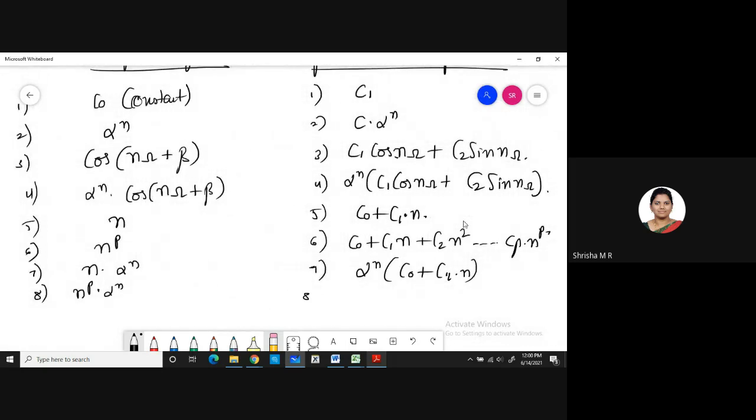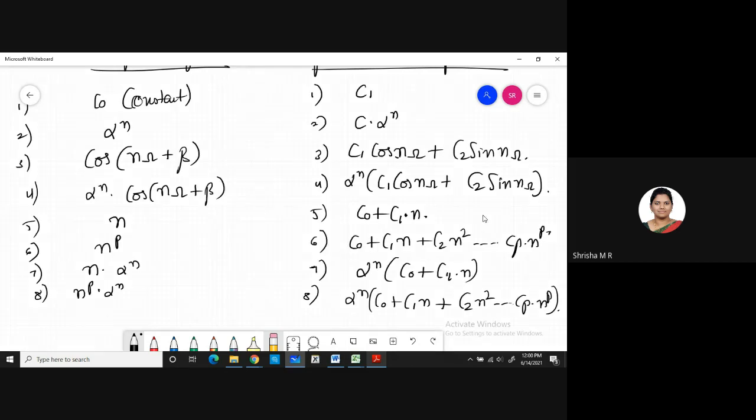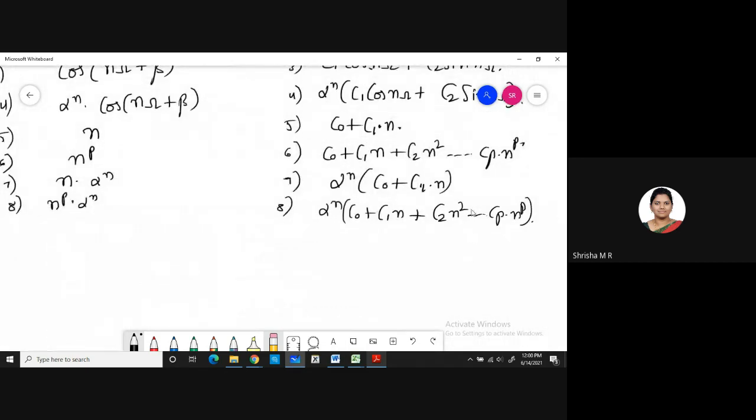So it will be alpha to the power of n into C0 plus C1 into n plus C2 into n square up to Cp into n to the power p. So these are the input signal and the particular response.